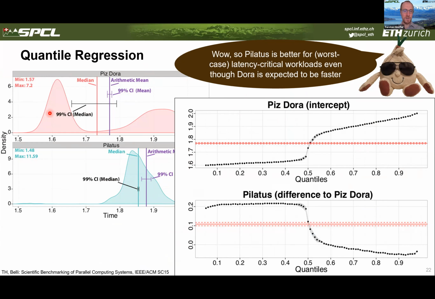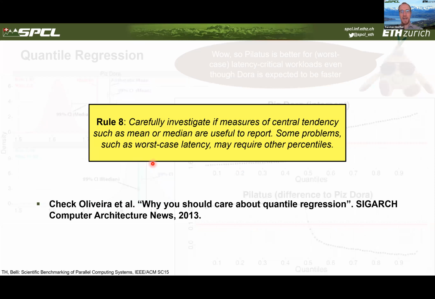But the DORA system, the top system here, is on expectation better because the median is slightly better, as you can see here. So you may actually want to differentiate more. And in the data center environment, this is very, very crucial. Probably the lower system, the Pilatus system, would be preferred because tail latency is incredibly important there. So rule number 8 is tricky, but very important.